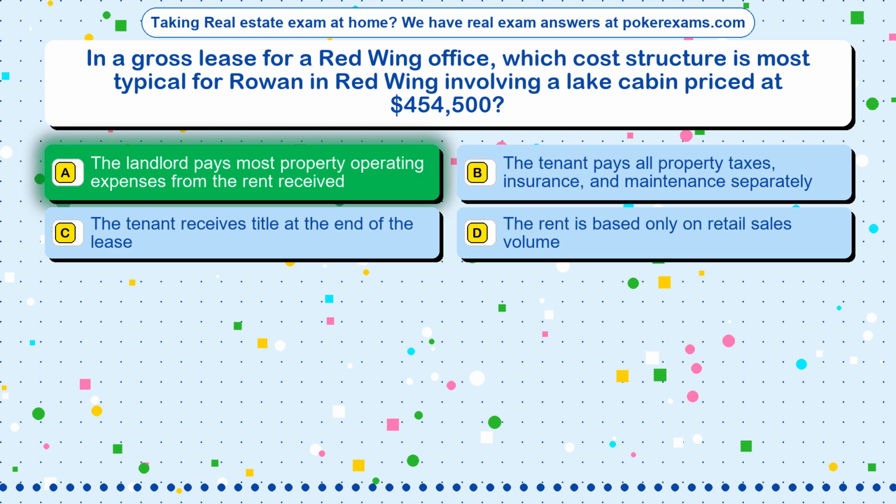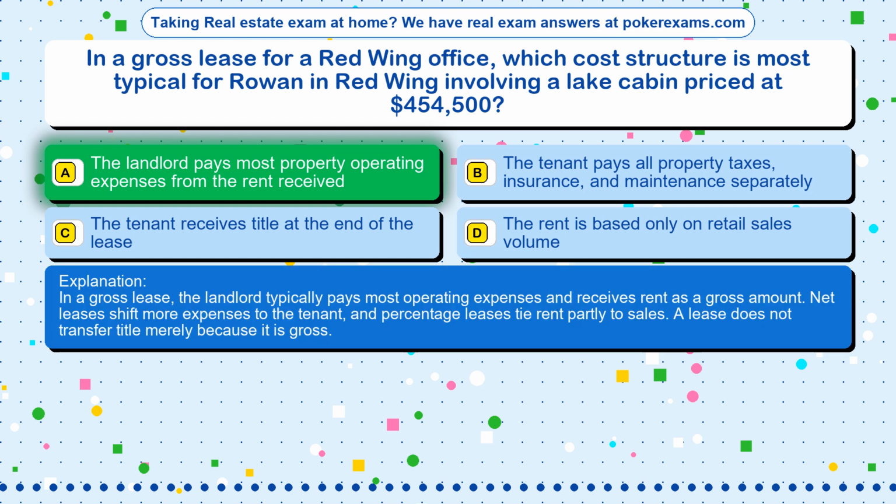The correct answer is option A. The landlord pays most property operating expenses from the rent received. In a gross lease, the landlord typically pays most operating expenses and receives rent as a gross amount. Net leases shift more expenses to the tenant, and percentage leases tie rent partly to sales. A lease does not transfer title merely because it is gross.